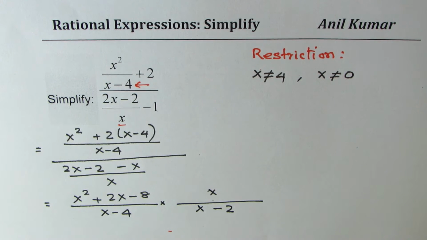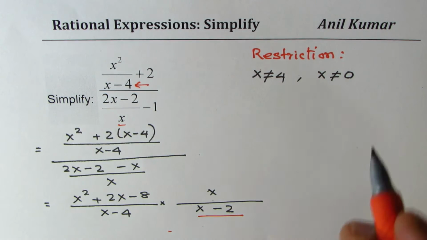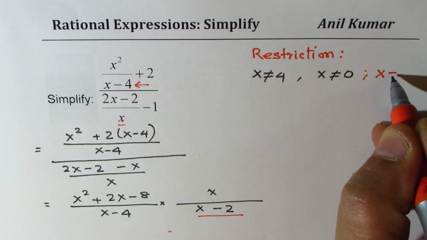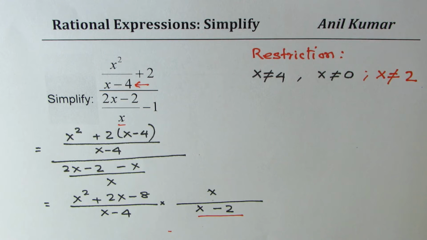Does that make sense to you? So what we did was we kind of flipped it. Now we need to factor the numerator, right? At this stage you will notice we have added one restriction: x minus 2 cannot be 0. Do you see that part? So we'll add one more here and say x is not equal to 2. That is how we get more restrictions when you divide. Does it make sense to you?